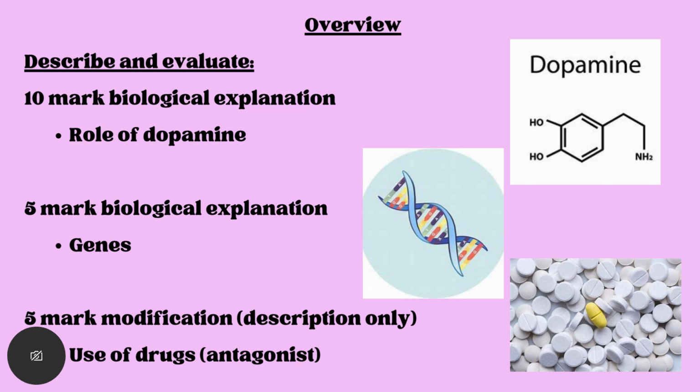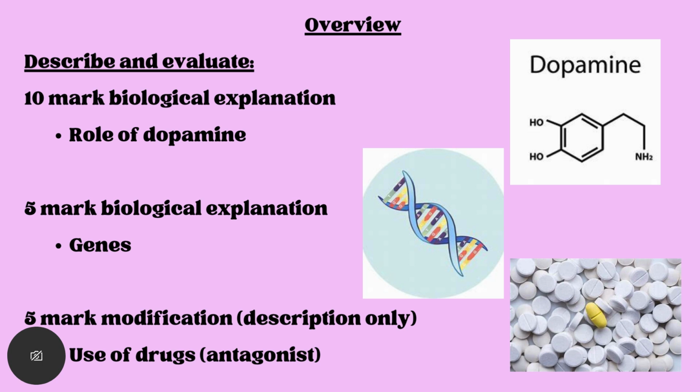It could ask you about both of them in one as a 10 or 15 marker. It could just ask about one, it could just ask about the other. As long as you know those two, you'll be okay. But then also, it might ask how you modify your biology in addictive behaviour, and that would be through the use of antagonist drugs.